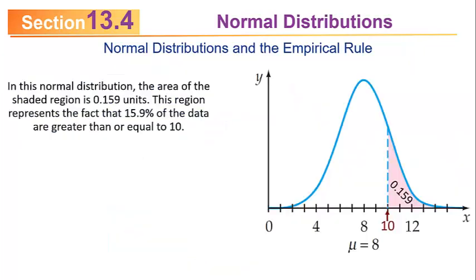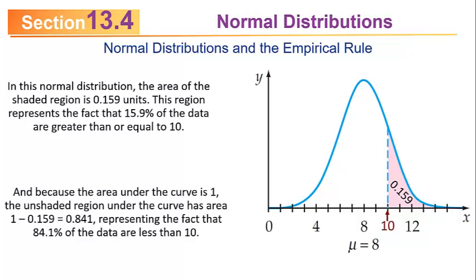Look at this. In this normal distribution, the area of the shaded region is 0.159 units. This region represents the fact that 15.9% of the data are greater than or equal to 10. And because the area under the curve is 1, the unshaded region under the curve has an area of 1 minus 0.159, which is 0.841, which represents the fact that 84.1% of the data are less than 10.